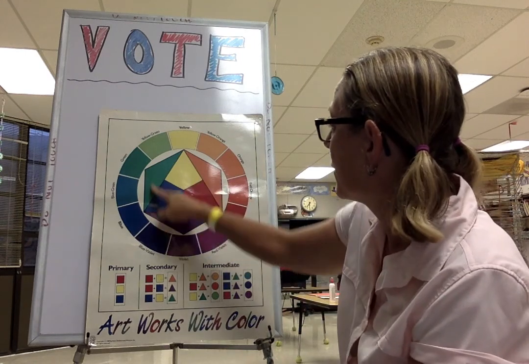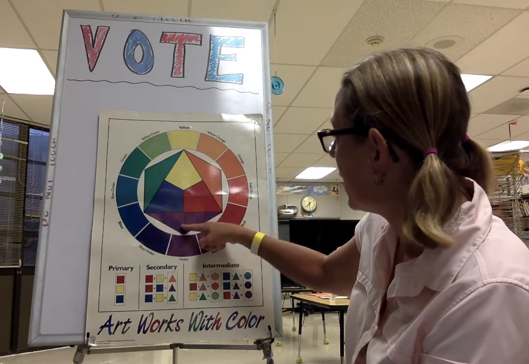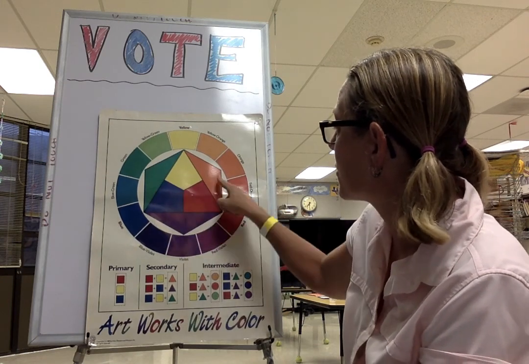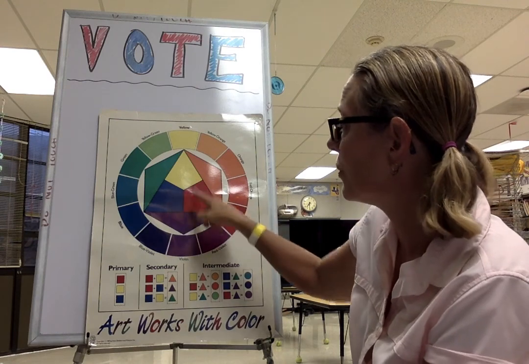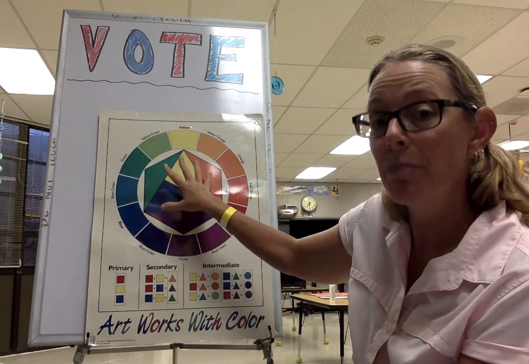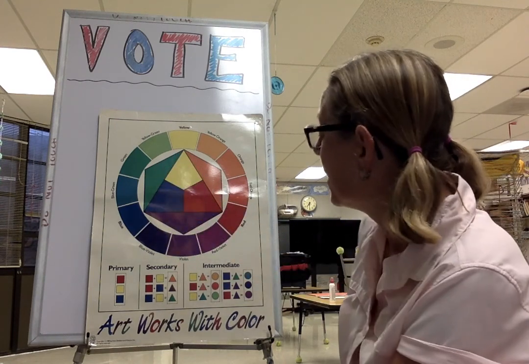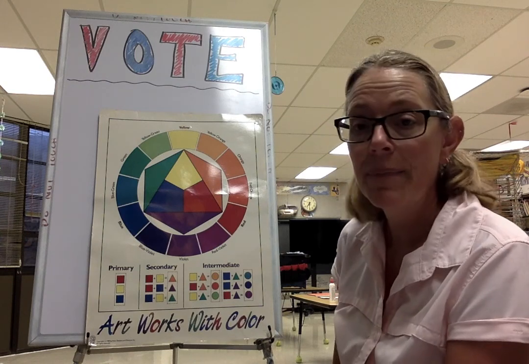Now here we have the violet, the orange, the green are our secondary colors. Here's our primary colors, red, yellow, and blue. I'm not sure why they put this in the middle, but it looks pretty cool. So there we go, okay?